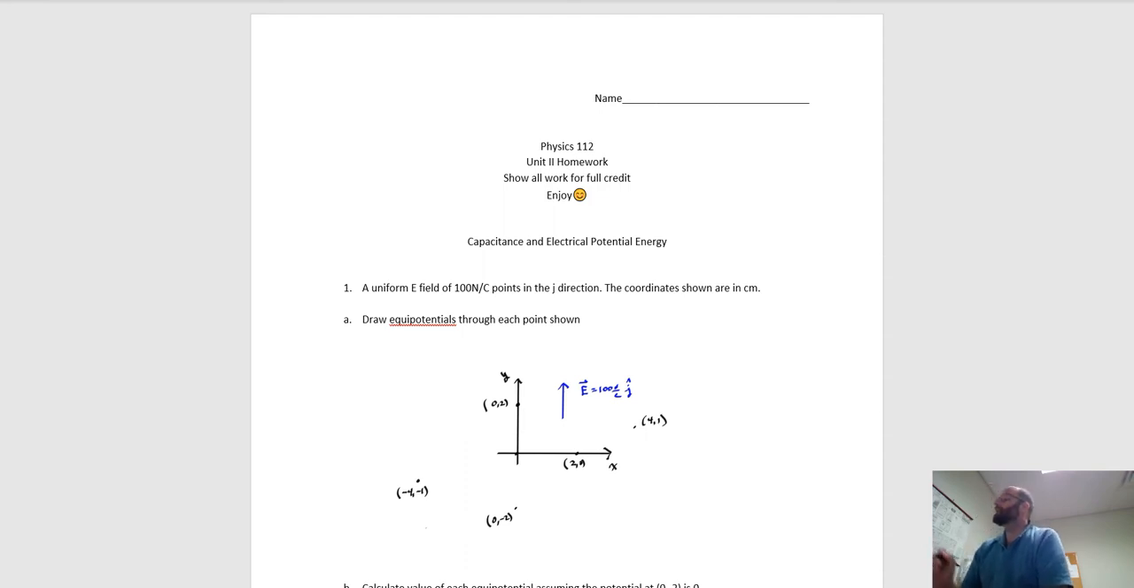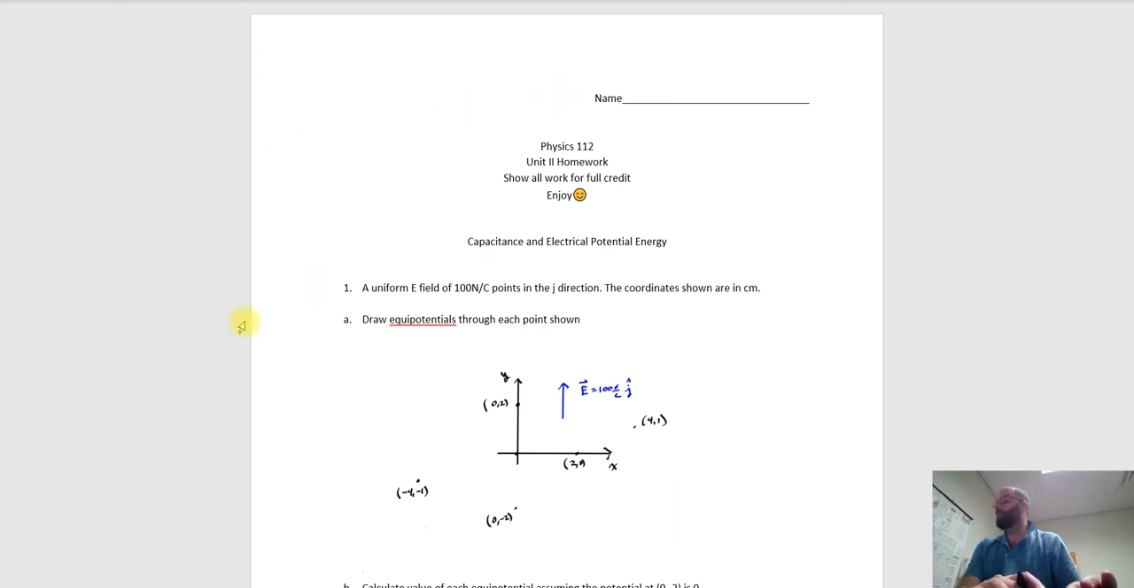Now keep in mind some things about electric potentials. Electric potential always decreases with the field, increases against the field, and it's constant when you make a right angle to the field. So here we have this electric field. If I move from here to here, that would be no change in potential because it's not moving with the field. So that should give you a pretty good example of what those equipotentials look like.